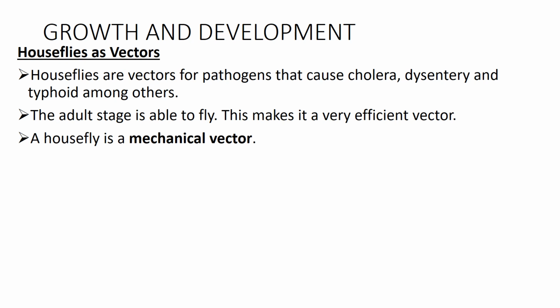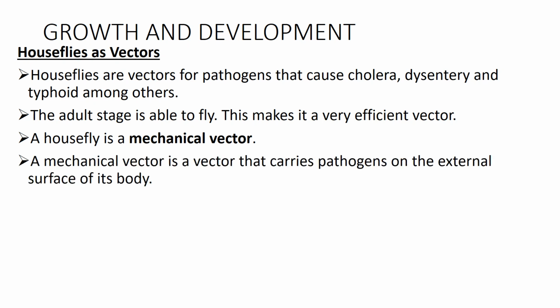Unlike a mosquito, a housefly is a mechanical vector. What does that mean? A mechanical vector is a vector that carries pathogen on the external surface of its body, not within its body.